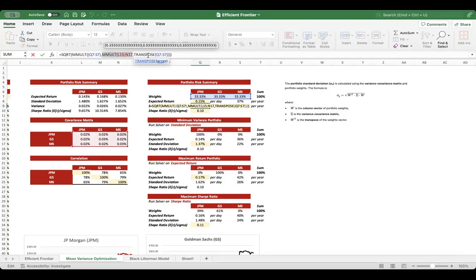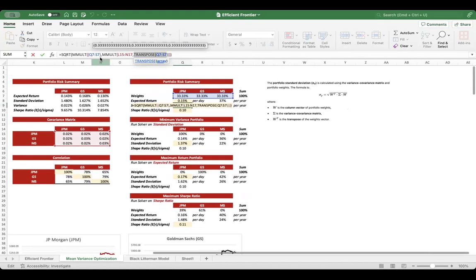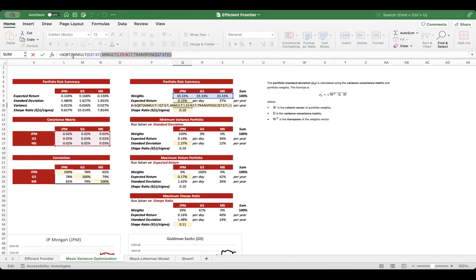If you look at it, first I'm multiplying my covariance matrix with the transpose of my weights. This will give me these two values, and then again multiply with weights. After we get this, we again multiply with weights, and then take the square root of it to arrive at the standard deviation of the portfolio. Please tell me, is this clear?